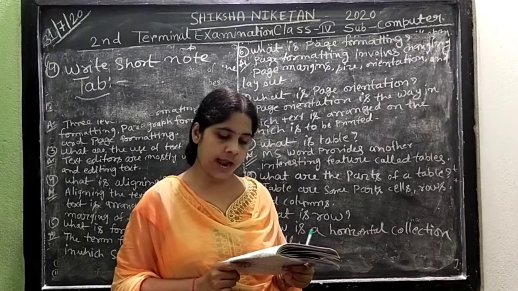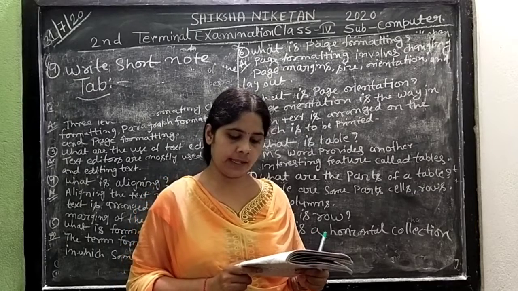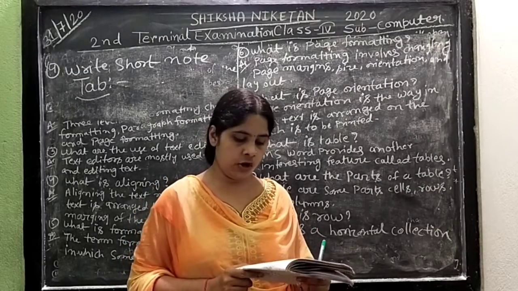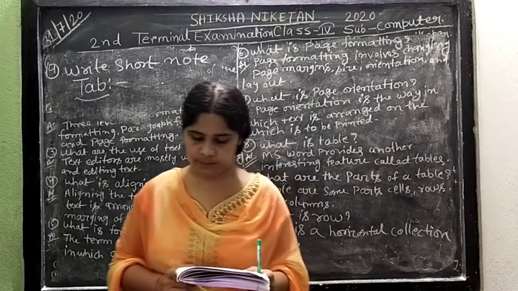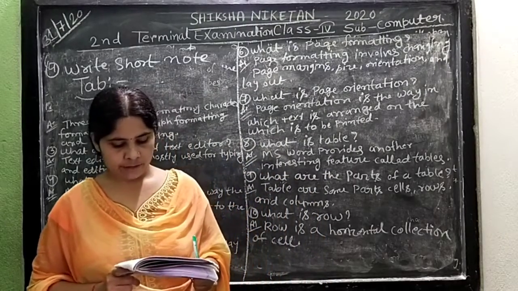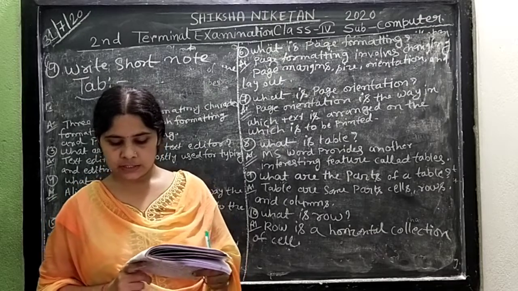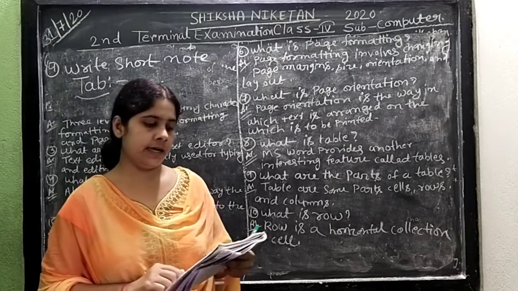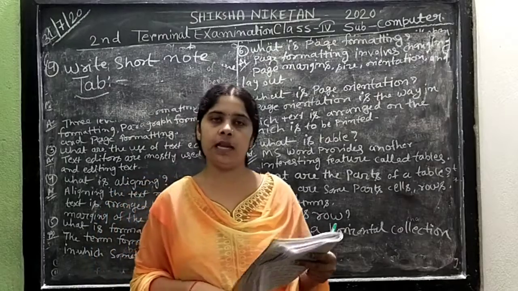Tab stops are the location spots that you can set on the horizontal ruler in order to align the text to it. There are 5 types of tabs: left, center, right, decimal and bar.